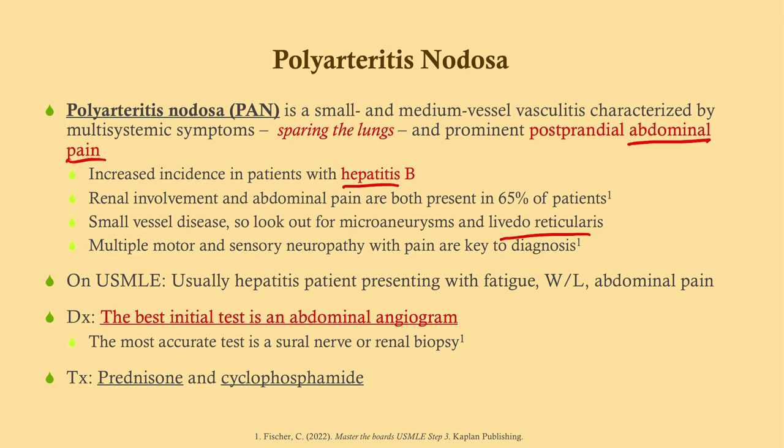So classically on the USMLE, this will be a person with established hepatitis coming in with fatigue, weight loss, and abdominal pain. Of course, you should get a CBC, a BMP, a urinalysis. You get that urinalysis, you show red blood cells in the urine. You are looking at polyarteritis nodosa. The best initial test is an abdominal angiogram, although there's disagreement there. The most accurate test is a sural nerve or renal biopsy. There is no disagreement there. The treatment is prednisone and cyclophosphamide.